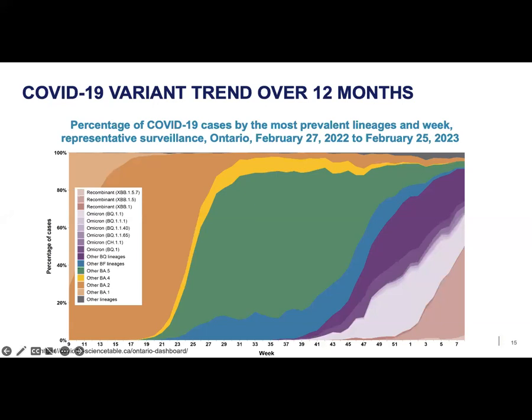So in November 2021, the World Health Organization first identified the Omicron variant of SARS-CoV-2 as a variant of concern. This graph here shows the percentage of COVID-19 cases by the most prevalent lineage and week. This is surveillance data in Ontario from February 27th, 2022 to February 25th, 2023. So what we see here is that within 1 year, there were several new Omicron variants that have been identified in patients with COVID-19.